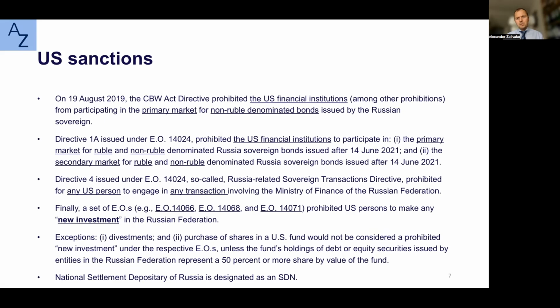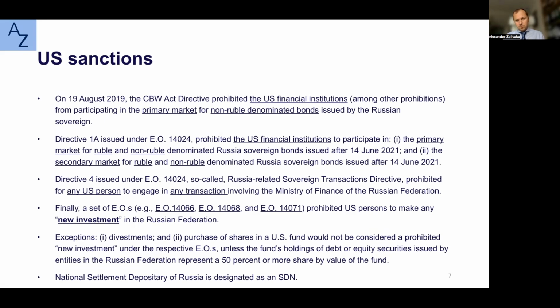Nevertheless, following 2022, substantially more restrictive measures were put in place, which bring the level of sanctions applicable to the Russian sovereign debt in the US to a different level. The most important of those are Directive number 4, the so-called Russia Sovereign Transactions Directive, where the United States prohibited any transaction, and the term transaction is given its natural, so very broad meaning, with Russian sovereign institutions, including the National Wealth Fund, Central Bank of Russia, and the Ministry of Finance of the Russian Federation, which, as we discussed, is the issuer of Russian sovereign debt. So that's a very broad prohibition, which, as OFAC clarified, excludes in substance only divestments of Russian sovereign bonds.